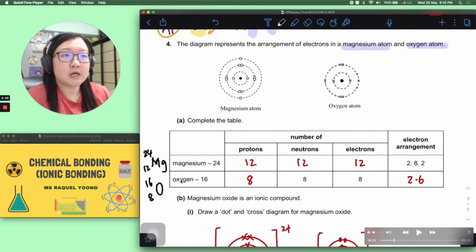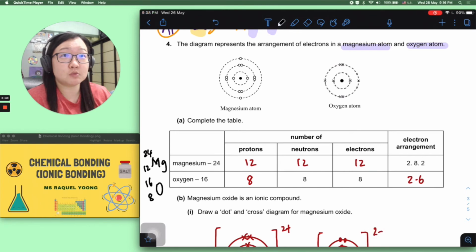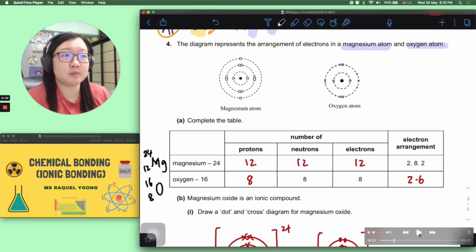Oxygen, on the other hand, is oxygen 16. So 16 is the mass number, and the proton number of oxygen will be 8 if you just get it directly from the periodic table. Okay, so proton number here, no issues.